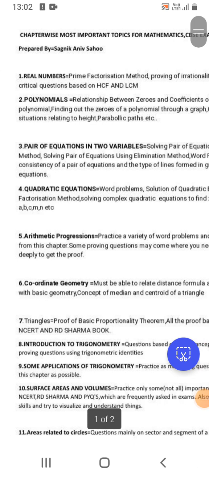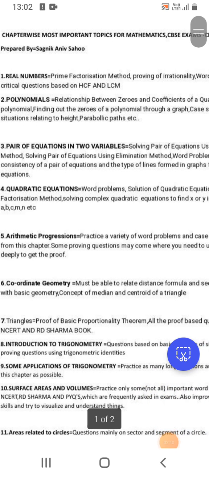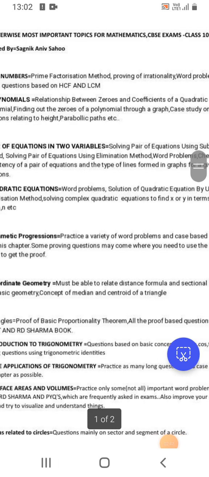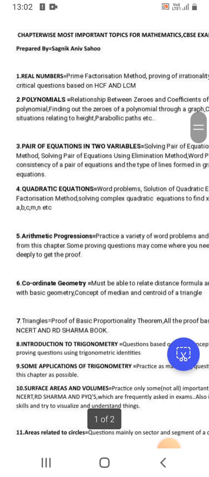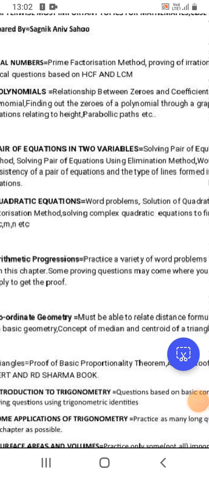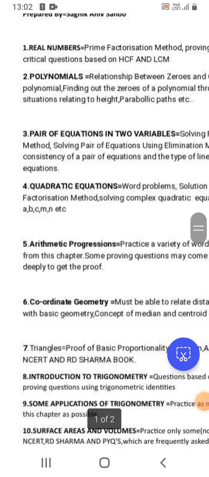Then case study on different situations relating to height, parabolic paths, etc. This is very important. After you are done with relationship of zeros and coefficients, these are the basic things. But the case study based on different situations relating to height, parabolic paths, etc. Such case studies are given in different reference books. Such case studies need to be practiced.